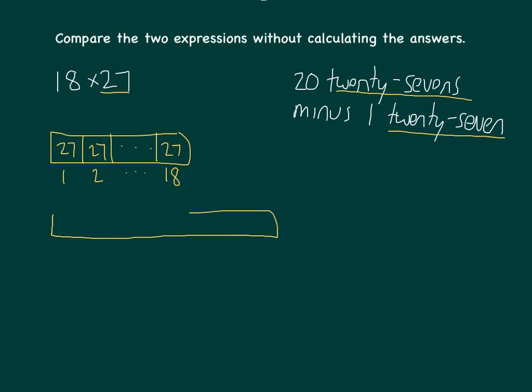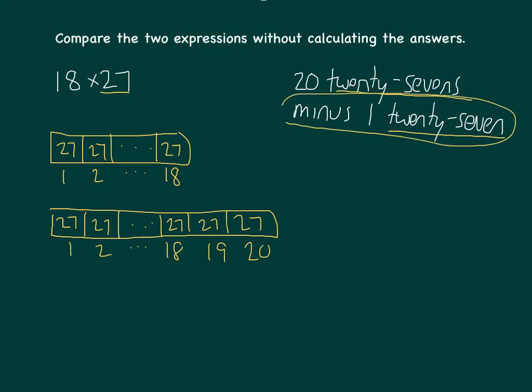And in my second problem, I have 20 27s I'm starting with. So if I were to do something like this, 27, 27, dot, dot, dot, 27, 27, 27. There's one group, two groups, 18, 19, 20 groups of 27 that I started with, and I'm going to take away minus one of those 27s, just like that. And you can see here that I have one more group of 27 in the second one. So one more group of 27 is going to make that greater. Alligator eats the bigger number. And so that would be the answer.